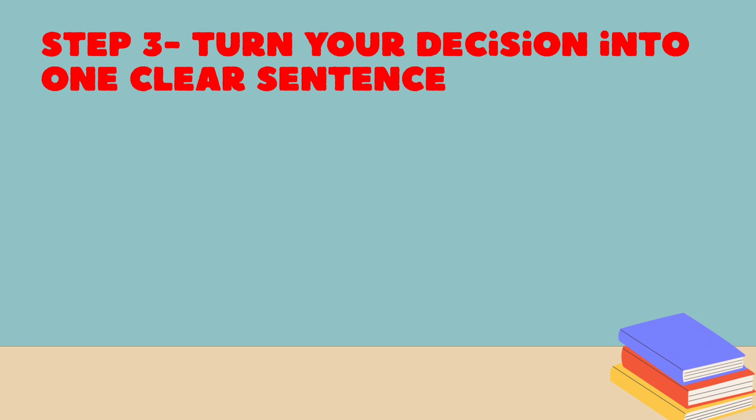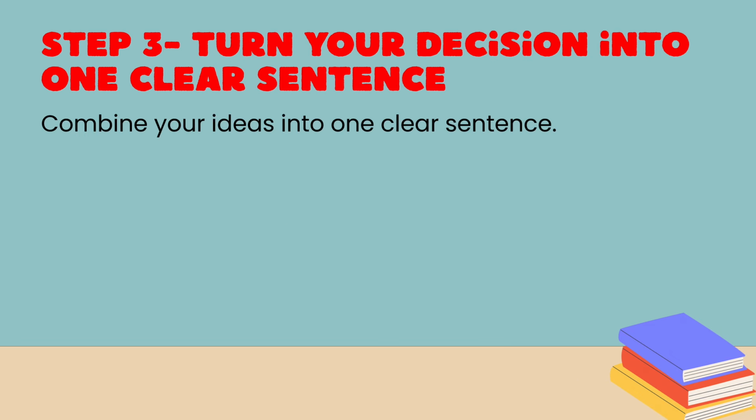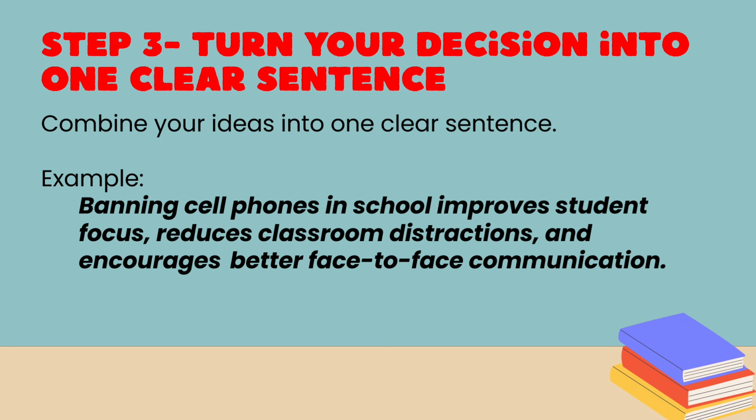And step 3, turn your decision into one clear sentence. Now combine your ideas into one clear sentence. For example, banning cell phones in school improves student focus, reduces classroom distractions, and encourages better face-to-face communication. That is your thesis. Let's analyze it.